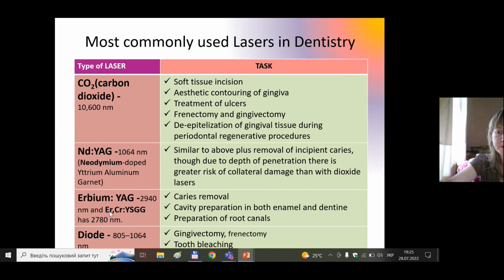Erbium lasers have the function to provide caries removal and cavity preparation in both enamel and dentine, and they can be used in preparation of root canals. Other lasers are basically used for soft tissue procedures: gingivectomy, frenectomy, treatment of ulcers, aesthetic contouring of gingiva. Diode laser as well can be used for tooth bleaching procedures.